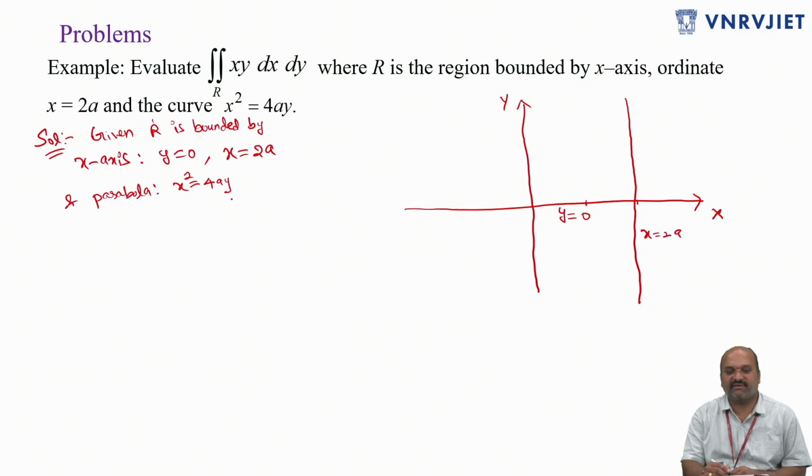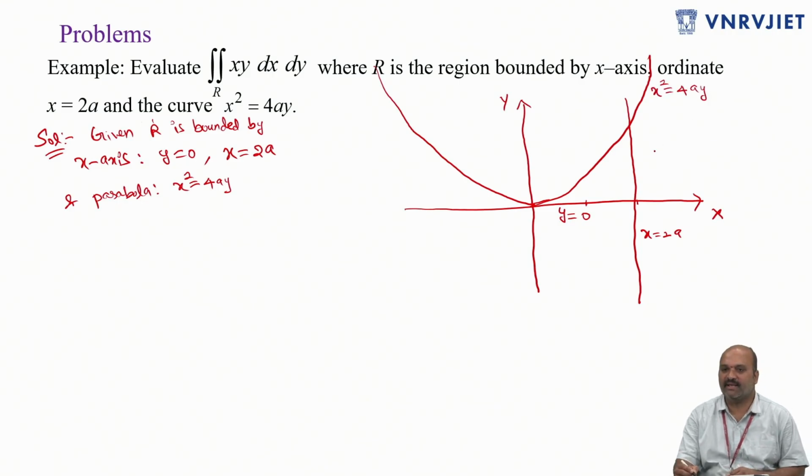Now x square equals 4ay is the standard parabola curve. So let's draw the parabola. This is the parabola, which is x square equals 4ay. Okay. Now what is the region here?